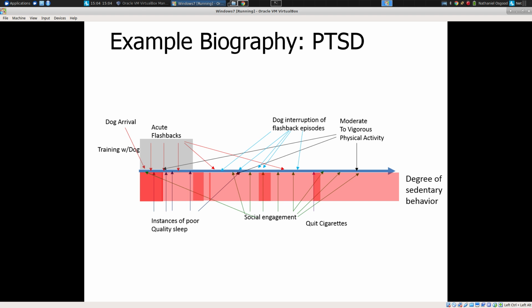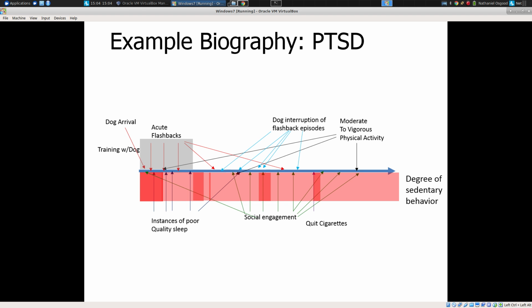So what this gives us is the biographies of which I spoke not 6 hours thence. The biographies, to quote the memorable McDonaldian term. So these are pictures over time of a veteran's story with their dogs: occurrence of the dog arrival, acute flashbacks, instances of poor quality sleep, social engagement opportunities, dog interruptions of flashback, and moderate to vigorous physical activity and degree of sedentary behavior throughout this time period.